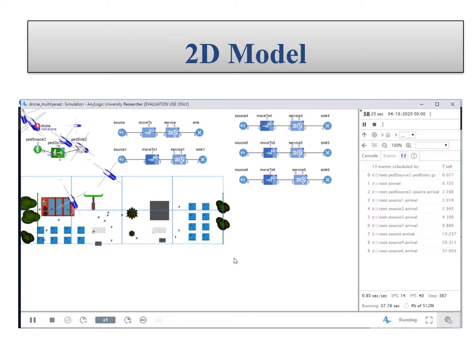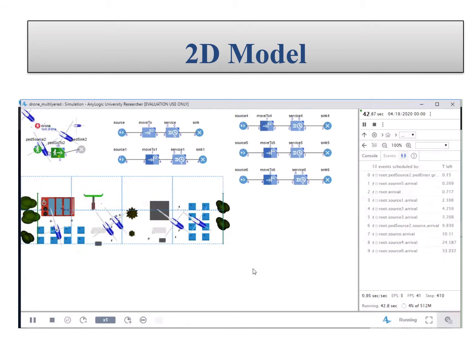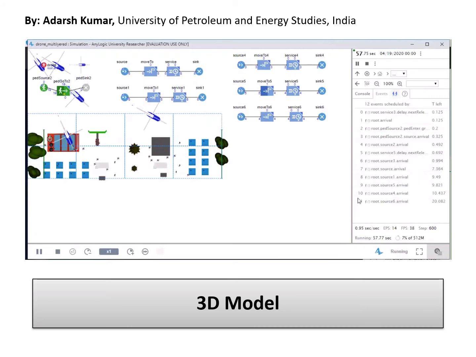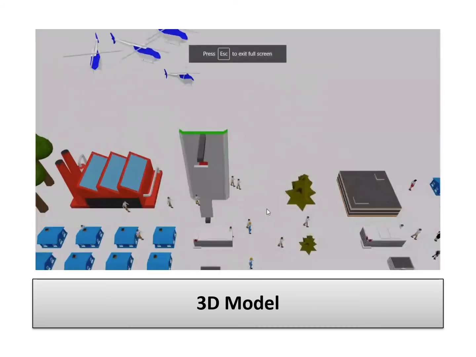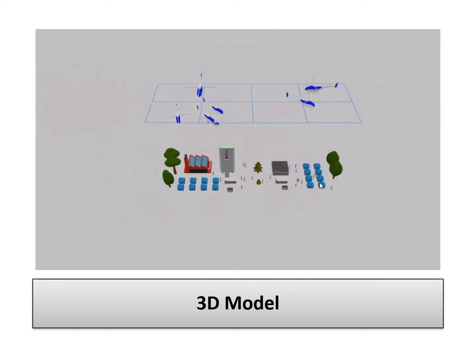This one is a 2D picture of the working, and this simulation is the selection of a drone and the zone. So one drone will select one zone. On the right-hand side, you can see the list of the events. All of these events are recorded and a database is prepared. Now we'll come to the 3D simulation of this. In the 3D simulation, we can see one drone is selecting one zone at a time.